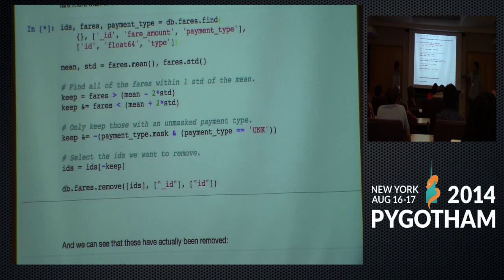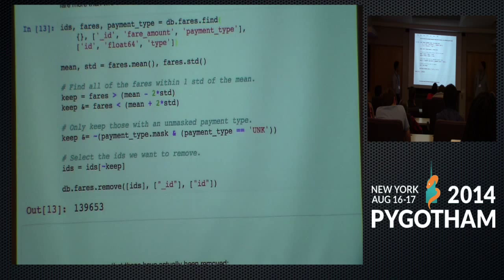So we create a mask here that I call keep. So we're going to keep all of the fares that are greater than 2 standard deviations less than the mean. And out of those, we're only keeping the ones that are less than 2 standard deviations above the mean. We're throwing out everything that's masked or unknown payment type. And then we just do simply db.fares.remove. And we can see that we removed almost 140,000 documents.